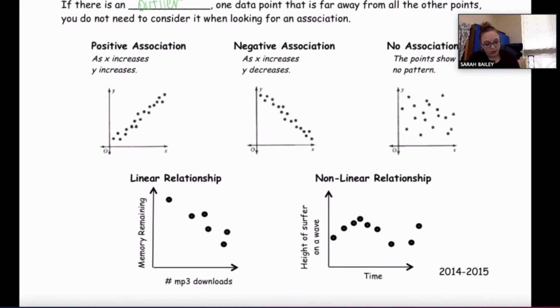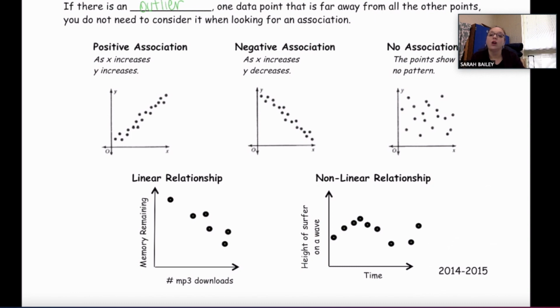But if you'll look here, we have examples of positive, negative, and no association. So let's look at the one that says positive association. Positive association means that as x increases, so does y. And notice that the points are clustered kind of in a line, and you could kind of draw in a trend line, which is what I've drawn there, which kind of follows the points.